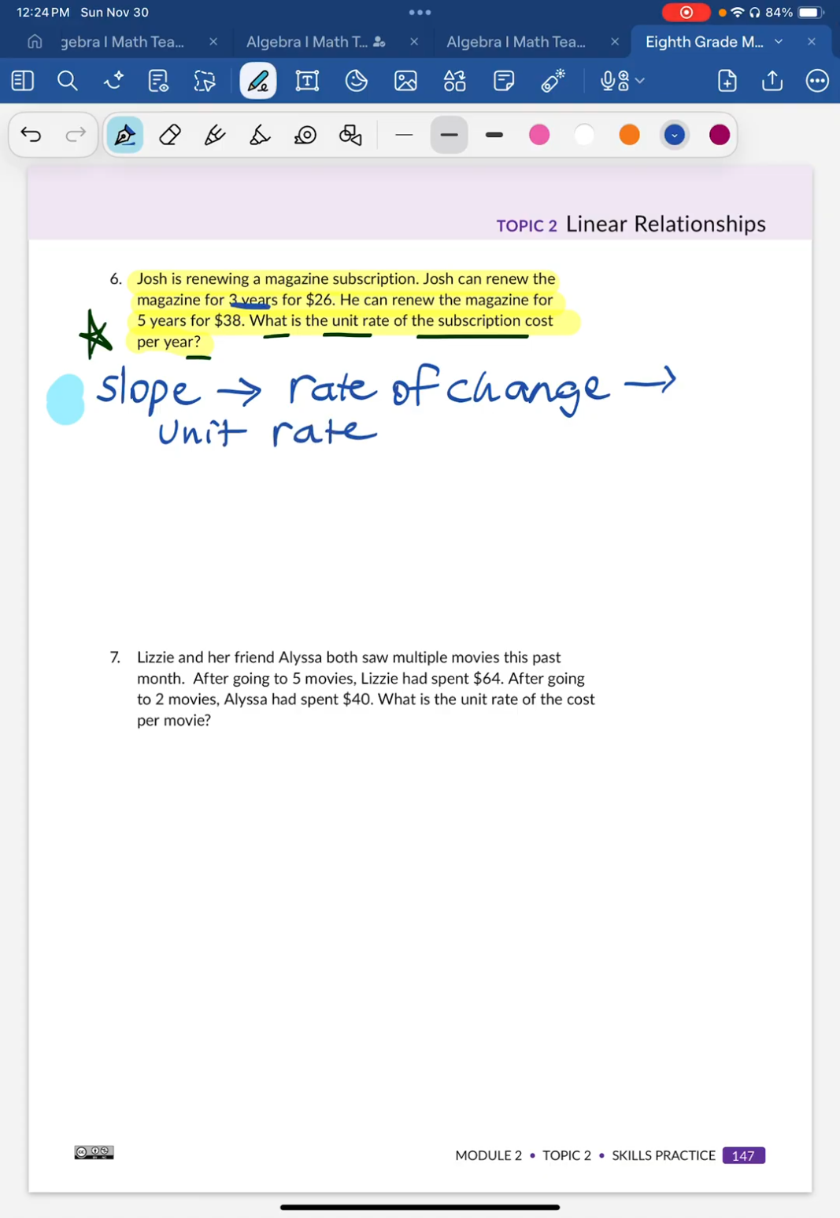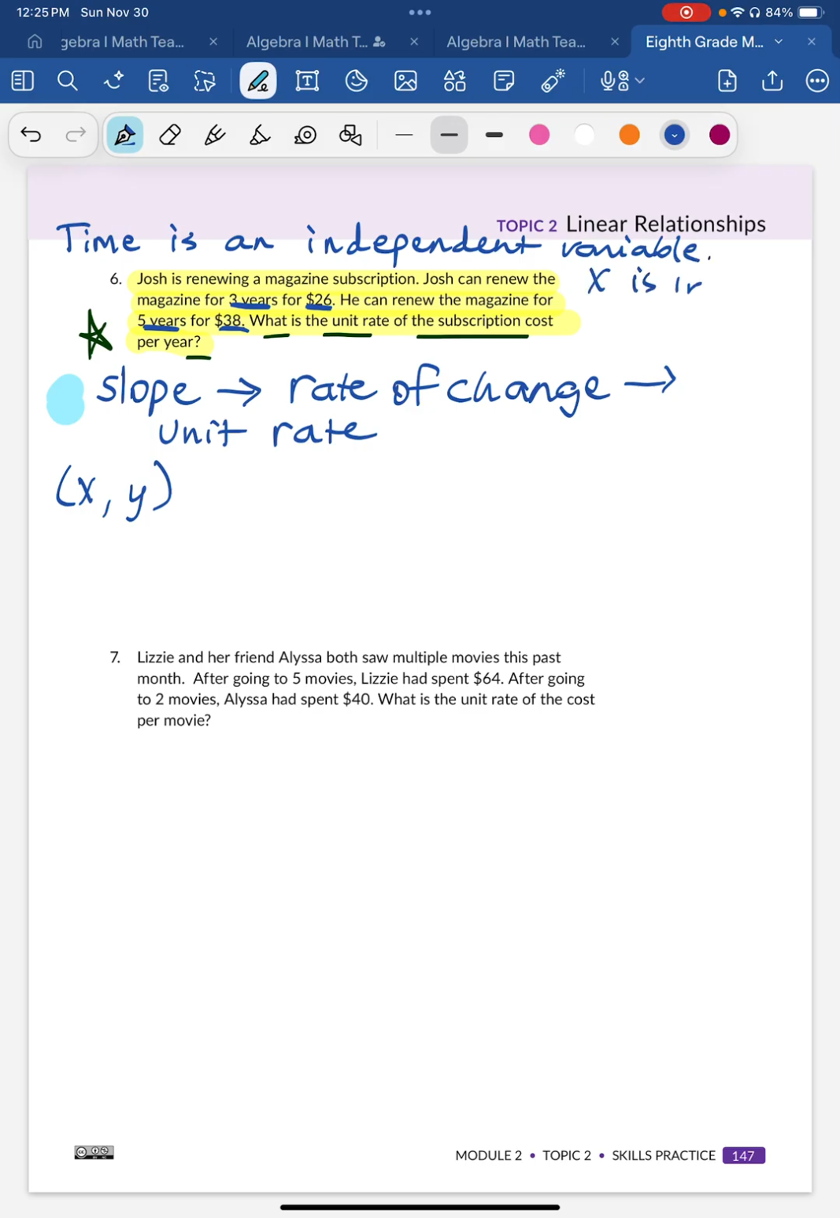So 3 years for $26, 5 years for $38. So are those going to be X and Y values? Yes. So which one is going to be the X? Remember, time is an independent variable, and X is the independent variable. Y is the dependent variable. So we could say 3 years and $26 and 5 years and $38.